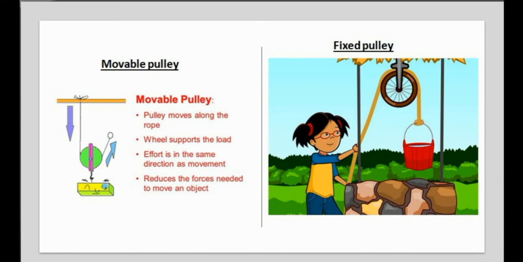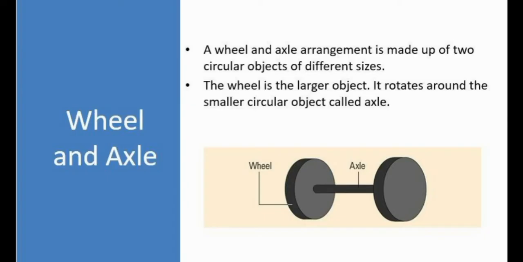Next simple machine is the wheel and axle. A wheel and axle arrangement is made up of two circular objects of different sizes. The wheel is the larger object and it rotates around the smaller circular object called the axle. A wheel with a rod attached to it is known as a wheel and axle arrangement. This arrangement is used in most big machines, as you can see in vehicles, sewing machines, egg beaters and cycles.